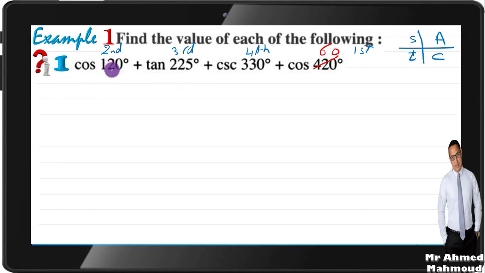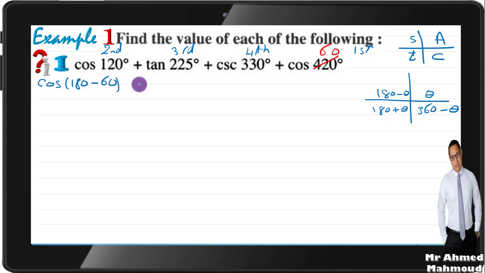Remember with me the ASTC rule. Now change 120 to be in the second quadrant form. Remember with me: in the first quadrant, theta; in the second, 180 minus theta; in the third, 180 plus theta; and in the fourth, 360 minus theta. Again: theta, 180 minus theta, 180 plus theta, 360 minus theta. Because this one belongs to the second quadrant, I will make 120 equal 180 minus 60. So the first angle is cosine of 180 minus 60. The second angle, tan 225, is 180 plus a number: 225 equals 180 plus 45.